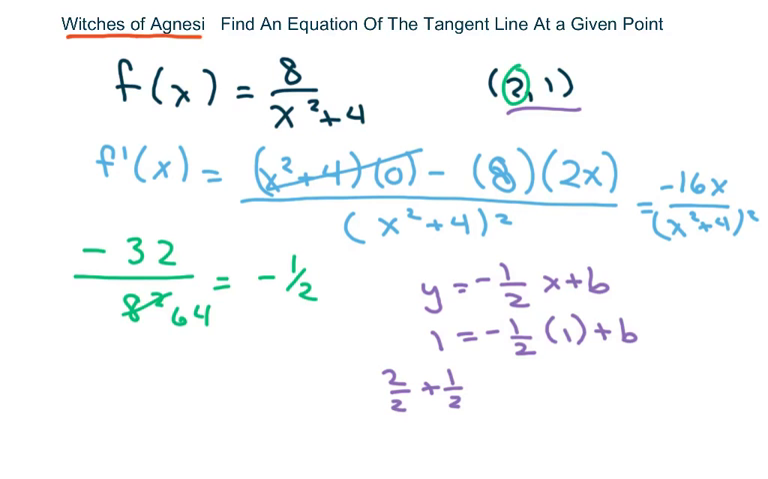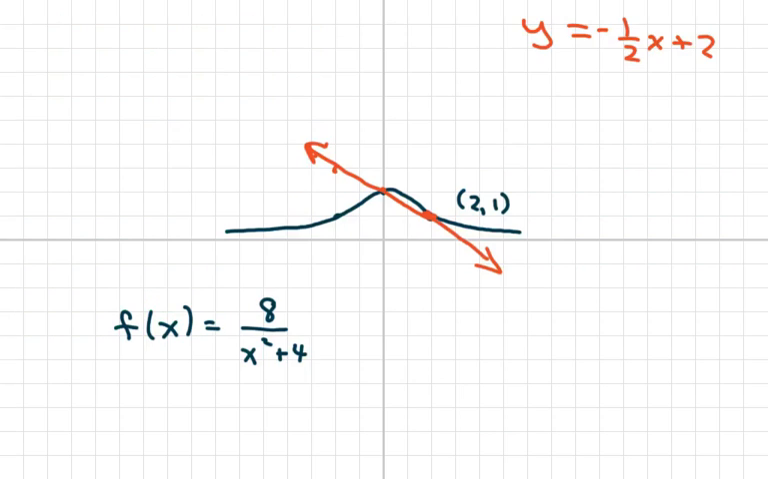So, let's see, negative 1/2. Oh, I got these mixed up. So this should be the 2. X is the 2. Yeah, that's right. So this is going to equal b. So when you add that together, you get 3/2 equals b. So we have y equals negative 1/2 x plus 3/2. Okay, so I wrote this down wrong, so this is plus 3/2.